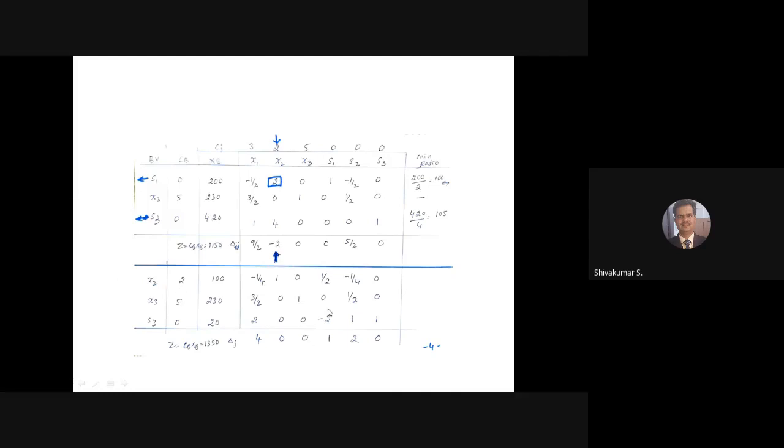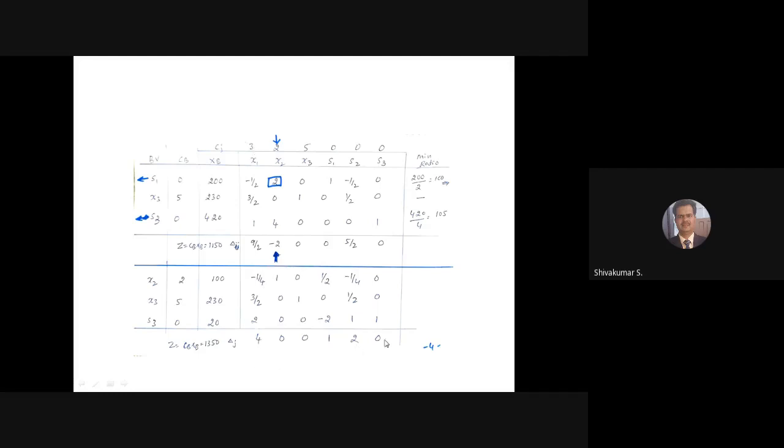0. 2 into half, 1; 5 into 0, 0; 0 into 2. So 1 minus 0, 0. 2 into minus 1 by 4 plus 5 into 1 by 2, 0 into 1, you're going to get plus 2. So check this one only. 2 into 0, 5 into 0, and 0 into 0, minus 0, 0. These values correspond to these values minus these values. You're going to get these values.